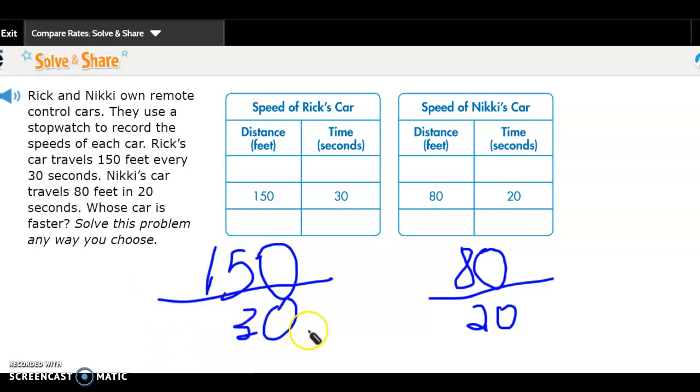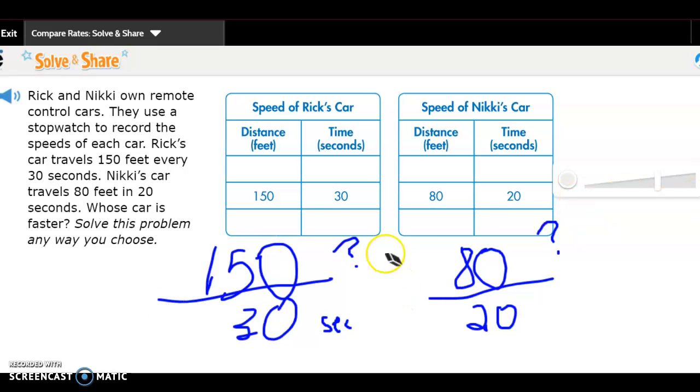One of the easiest ways for me to figure that out is to figure out the unit rate. So you need to basically either find a common denominator or find the unit rate. If it goes 150 feet in 30 seconds, how many feet will it travel in 1 second? And how many feet would this travel in 1 second? So basically what I need to do, I'm sorry, this is super messy.